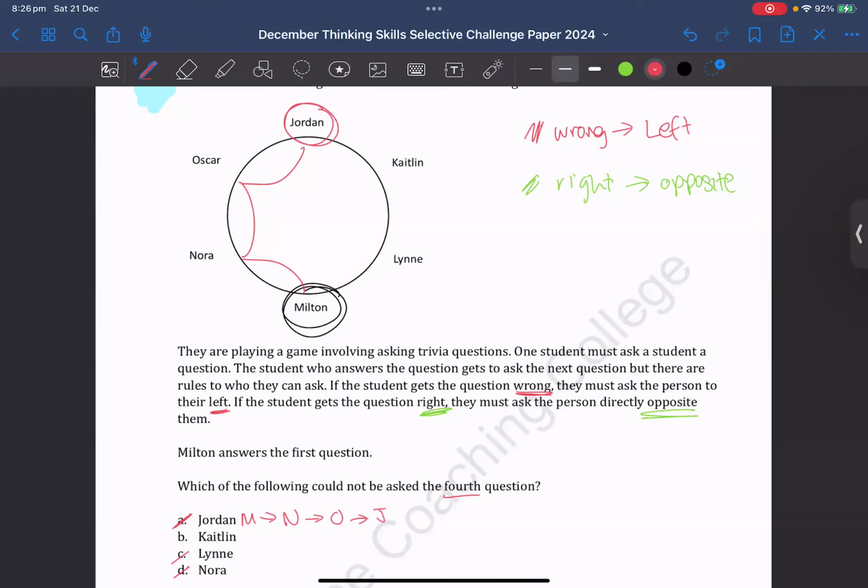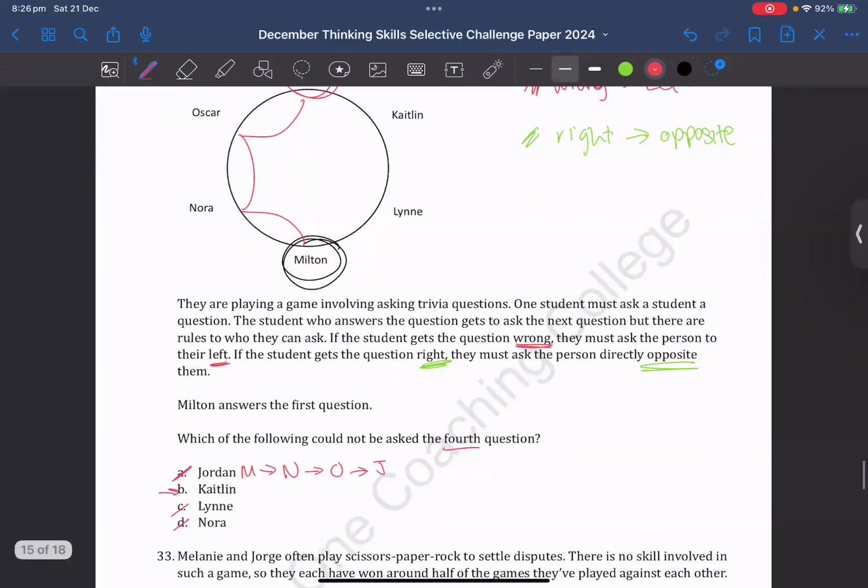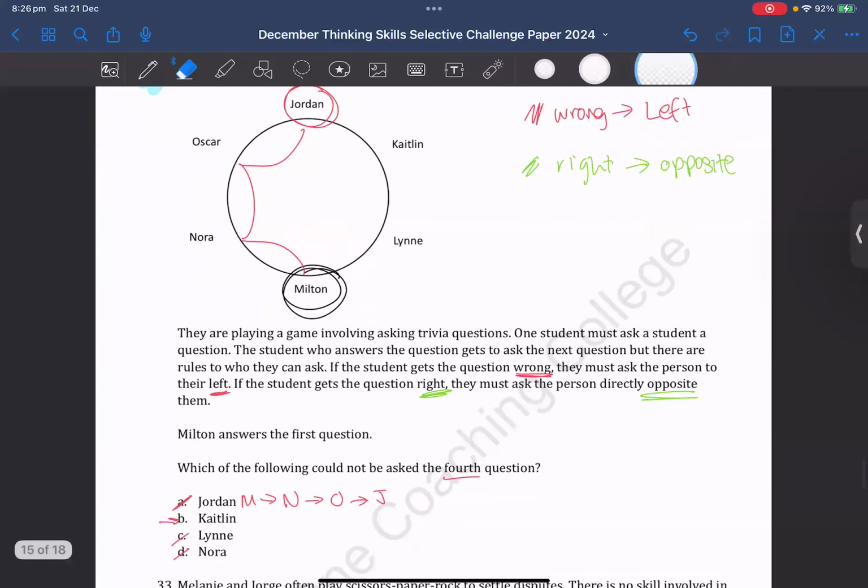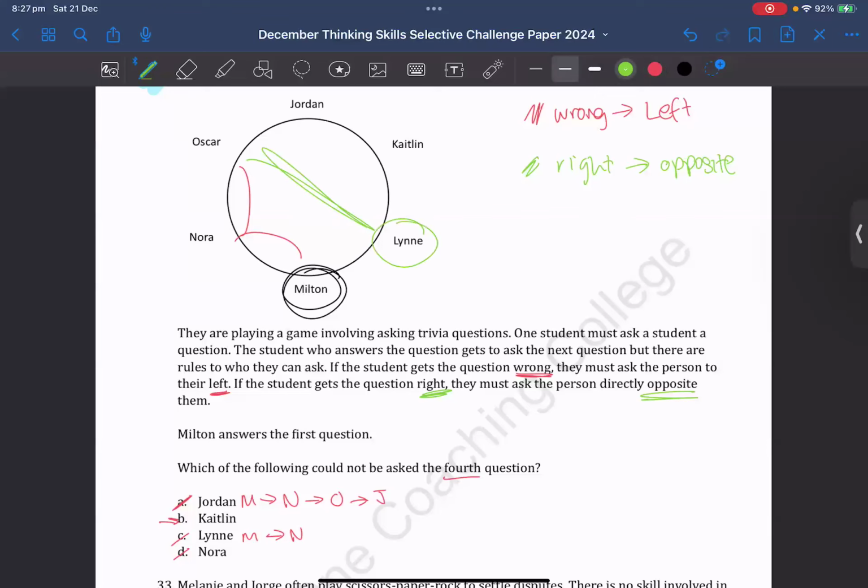Now for C, Caitlin is the answer, so I'm going to explain why C is wrong. So let me just work this out. So for Lynn, I can see that, once again, Milton starts off being wrong, which means Nora does it. And then we're going to get the next person, Nora, to also get it wrong. And then Oscar has to get it right, which leads to Lynn. So this makes sense.